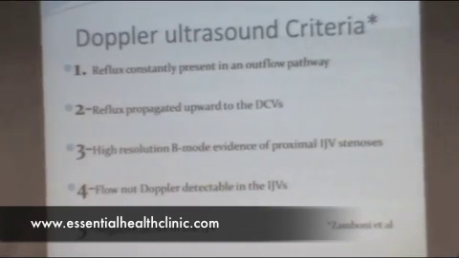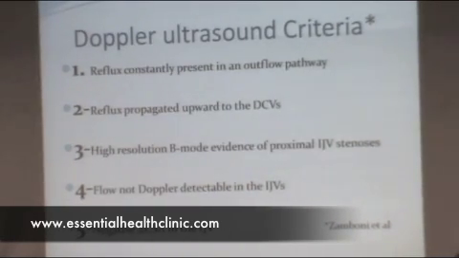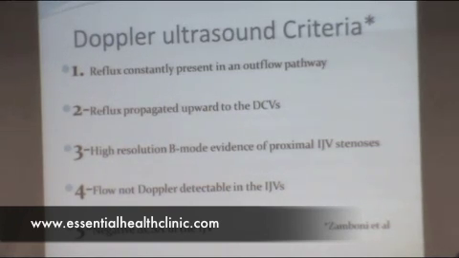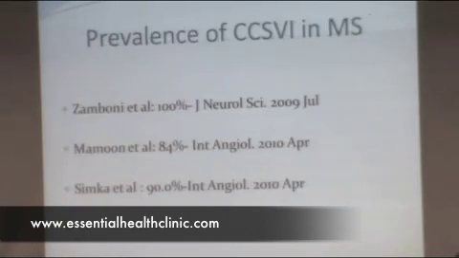These are the main Doppler criteria for diagnosis of CCSBI. We have reflux in the internal jugular vein, reflux in the cortical veins, evidence of stenosis, no flow at all in the jugular vein, and negative change in the cross-sectional area of the internal jugular vein. The prevalence of CCSBI in MS patients is very high, ranging from 80 to 100%.